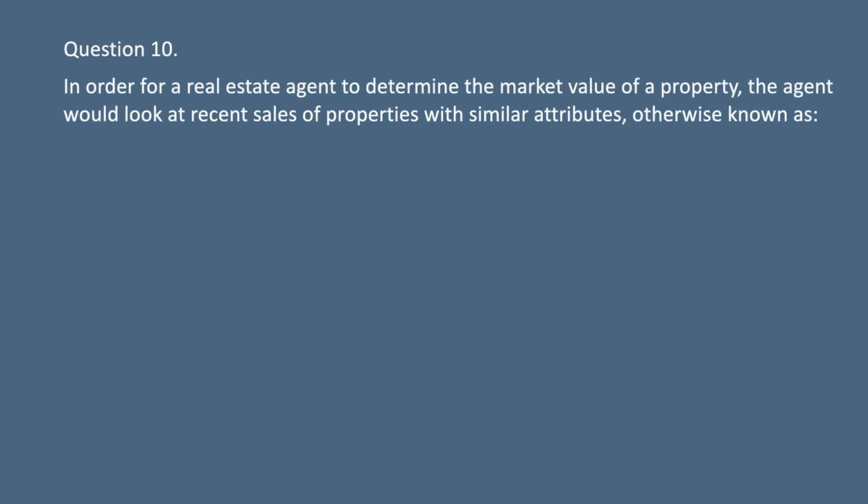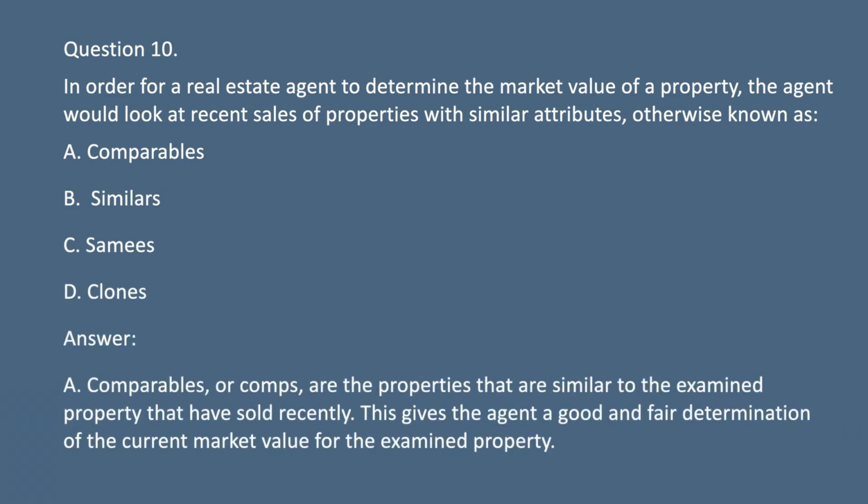Question 10. In order for a real estate agent to determine the market value of a property, the agent would look at recent sales of properties with similar attributes, otherwise known as A. Comparables. B. Similars. C. Sames. D. Clones. Answer. A. Comparables, or comps, are the properties that are similar to the examined property that have sold recently. This gives the agent a good and fair determination of the current market value for the examined property.